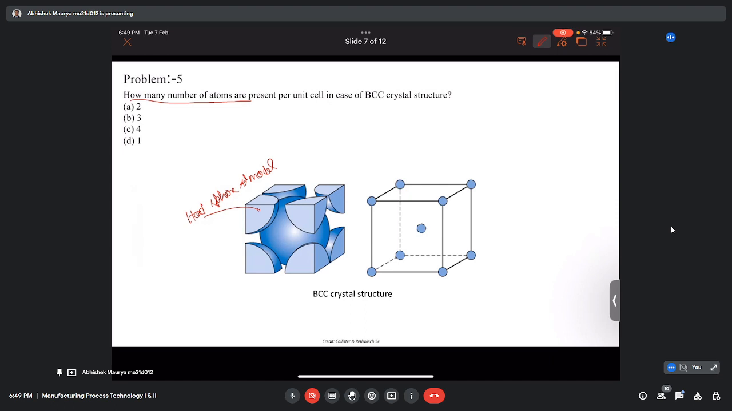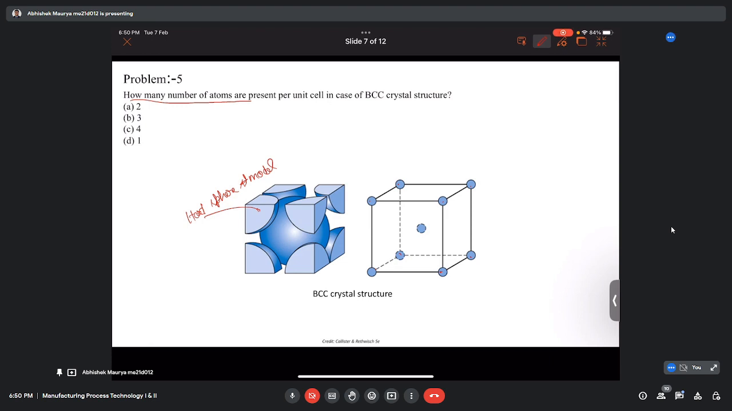So if you see, there are total 1, 2, 3, 4, 5, 6, 7, 8, and 9 atoms. So we can see there are nine atoms. We need to show nine items in order to represent a BCC crystal structure.